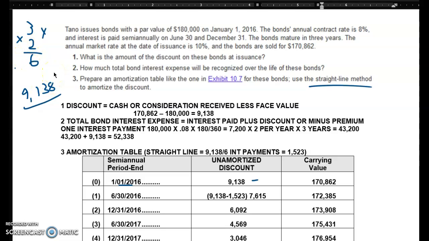If you think about it, twice a year times 3 is 6. So we pay interest 6 times. That means we amortize the 1,380 6 times. And when we divide 1,380 by 6, we get 230. So every 6 months, we're going to amortize the bond discount by 230. Very consistent. All right.